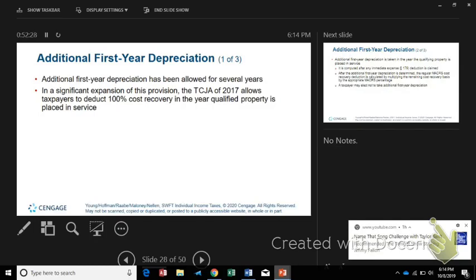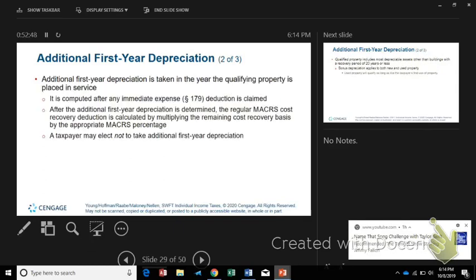So additional first year depreciation was started a couple years ago. It is still here after the tax year changes, so that's a positive. And basically what it says is you are allowed to take 100% of your cost recovery in the year that you put it in place. So most people have taken advantage of that. So it means that you can compute any immediate expense deduction. And when you go through it, additional first year is taken in the year you claim it. First of all, it has to take the first year. If you don't take it, you don't get it.